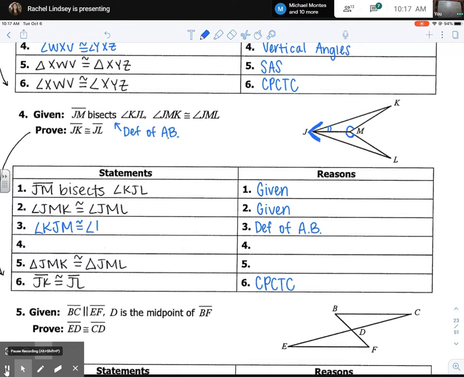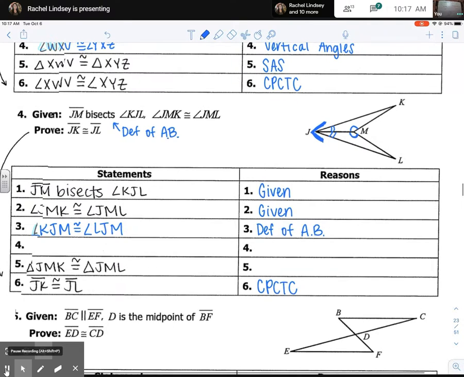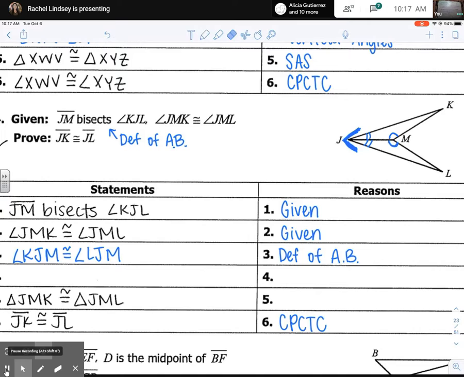And we know that because of the definition of angle bisector. And then we need one more thing. JM is congruent to JM. My bad. Their measures would technically be equal, but we're doing a proof on congruent, so they're congruent. And how are they congruent? The reflexive property.